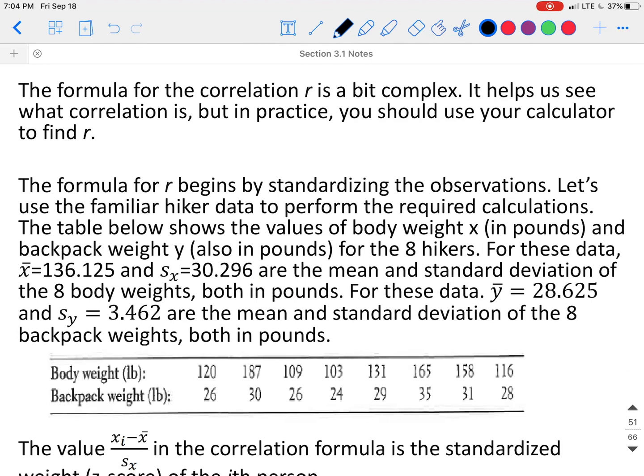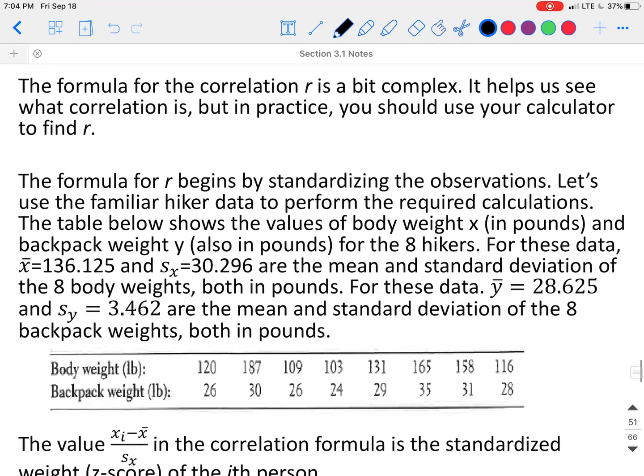So the formula for the correlation R is very complex. It helps us see what correlation is, but in practice, you should use your calculator to find that R value.